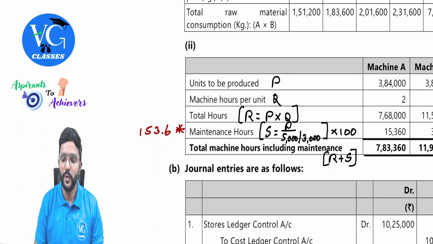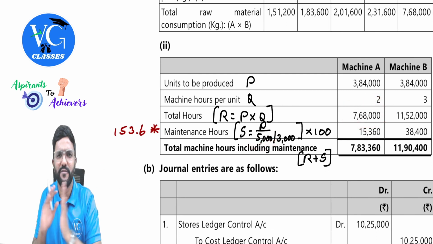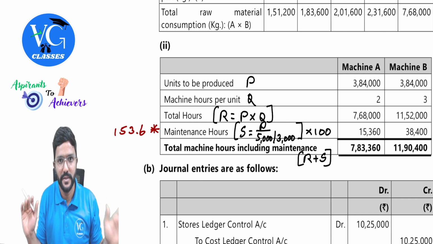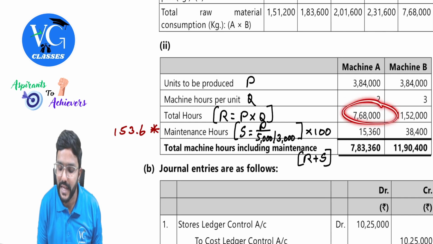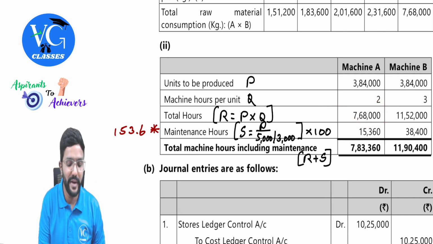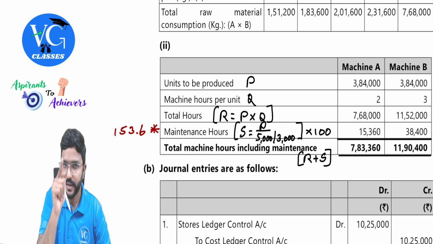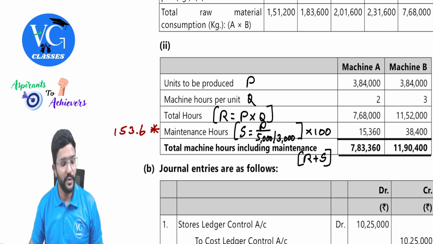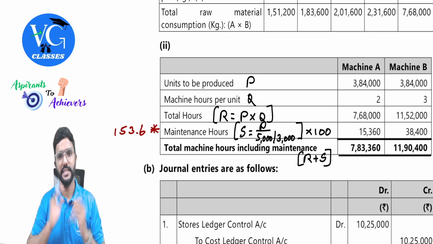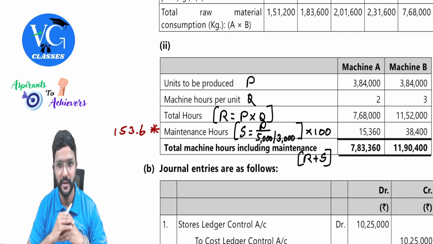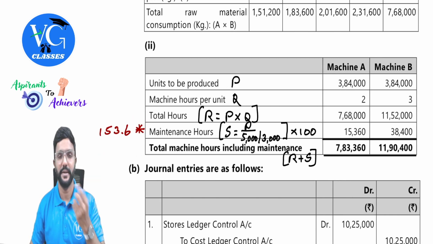So when you do 7,68,000 by 5,000, you will get 153.6. But for the decimal, we will not do any maintenance. We will do maintenance only when the machine completes 5,000 hours. So that means for 7,68,000 hours, we would have done maintenance only 153 times, guys. So they should have taken 153 into 100, which is 15,300. But anyway, they have taken 0.6 also, considering proportionate maintenance.